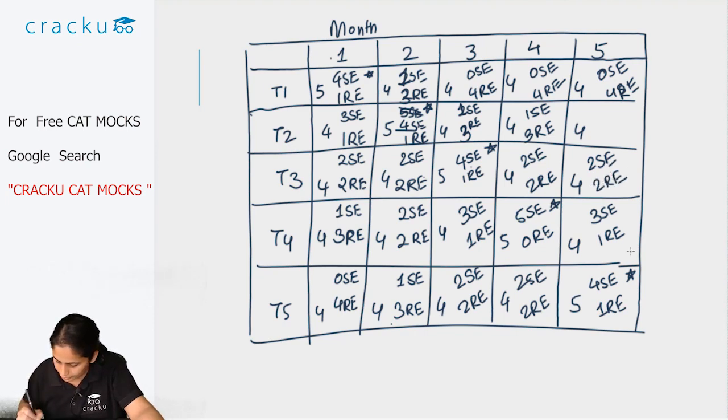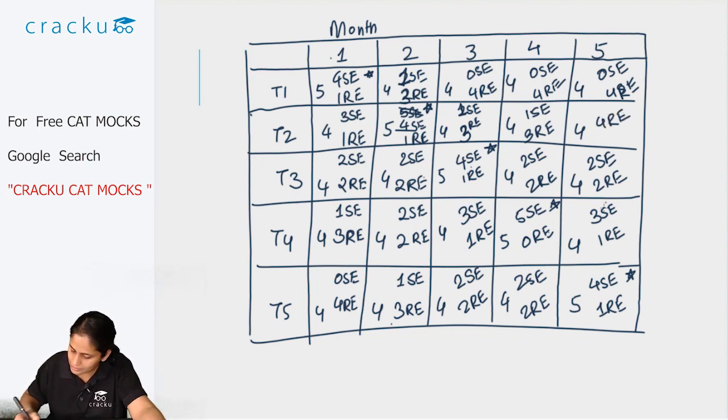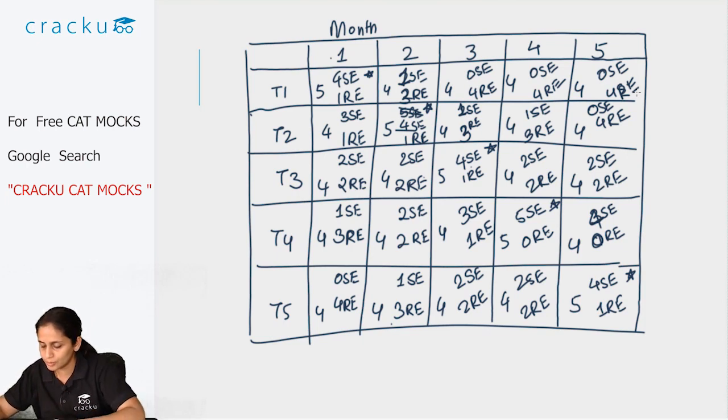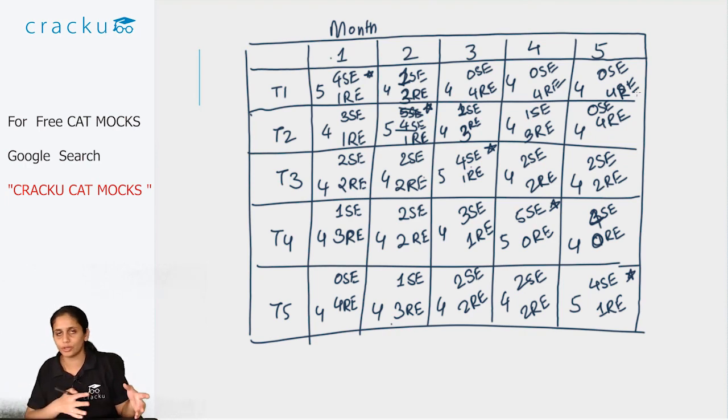Now between T2 and T4, T4 has 1 RE, T2 has 1 SE, so the switch is possible. So the switch will happen, and these guys will have 4 REs, and these guys will have 4 SEs and 0 REs, and this is 0 SE. So at the end of the 5th month, the distribution will be 0 SE, 4 RE, 0 SE, 4 RE, 2 SE, 2 RE, 4 SE, 0 RE, 4 SE, 1 RE. So this is the entire distribution over the 5 months.